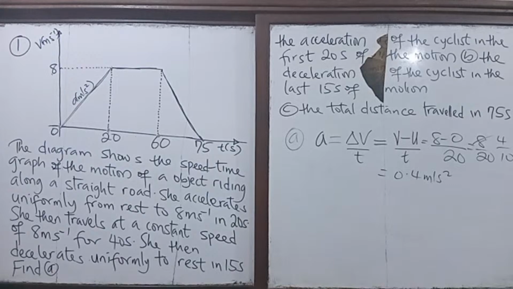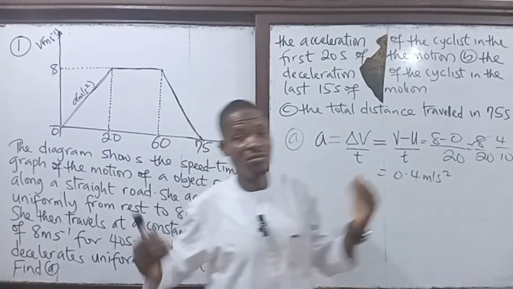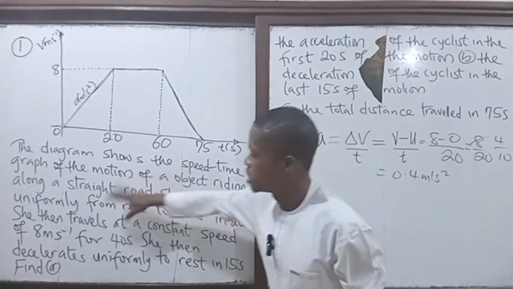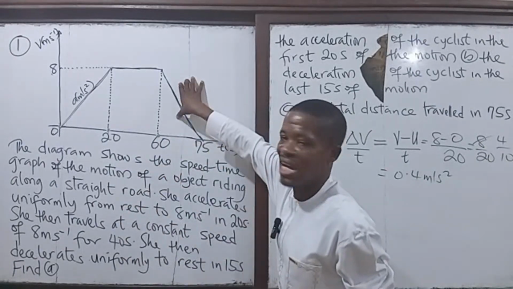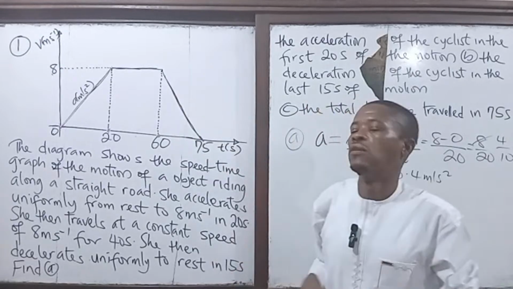Again, when you have your speed-time graph, you must have your speed on the vertical and your time on the horizontal. In this question, the diagram has been drawn for us. The diagram has been given. All this story is just a picture of what has been drawn for us.